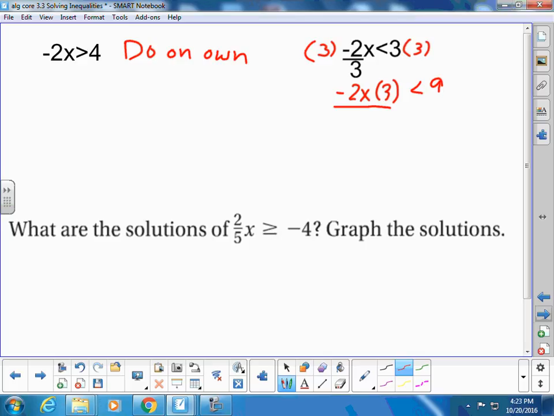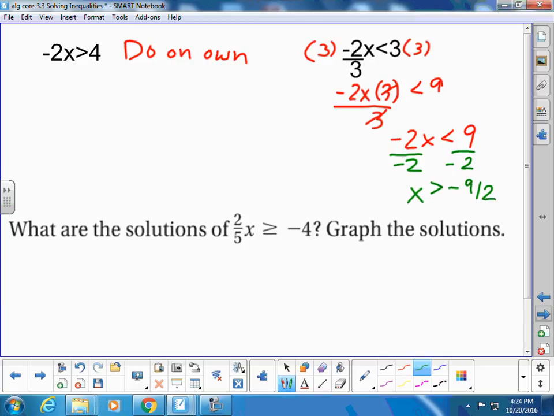This would have been over 3, so those two cancel out, right? So I have negative 2x is less than 9. To solve this, to undo negative 2 times, I'm going to divide by negative 2. And I get x is, flip my switch, greater than negative 9 halves.